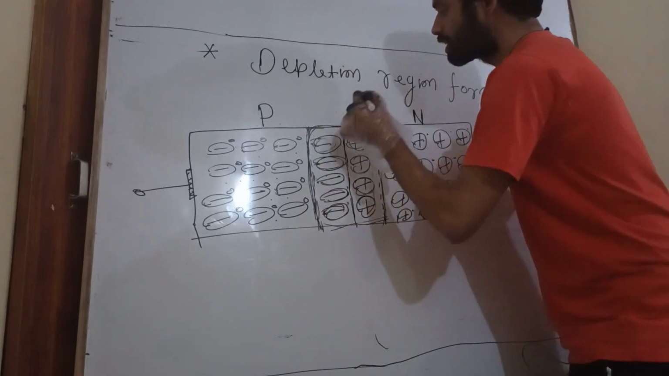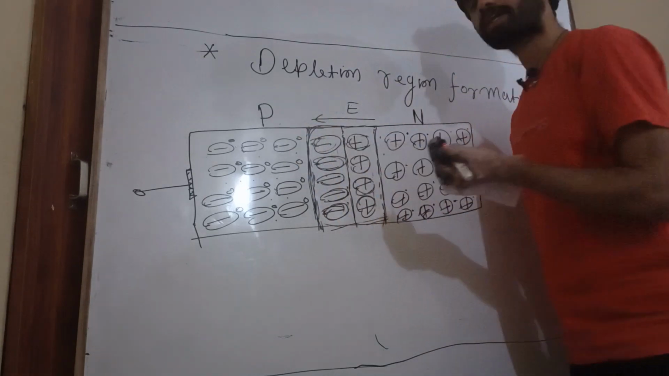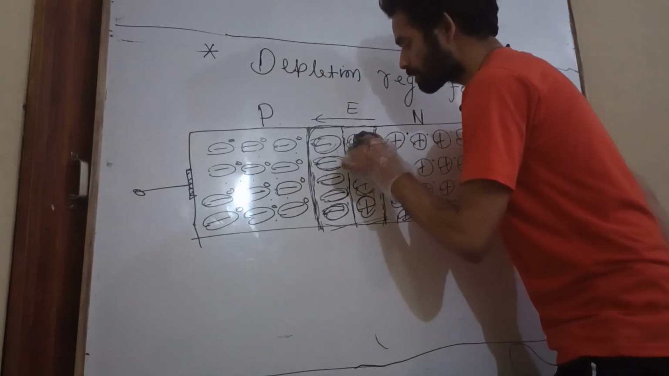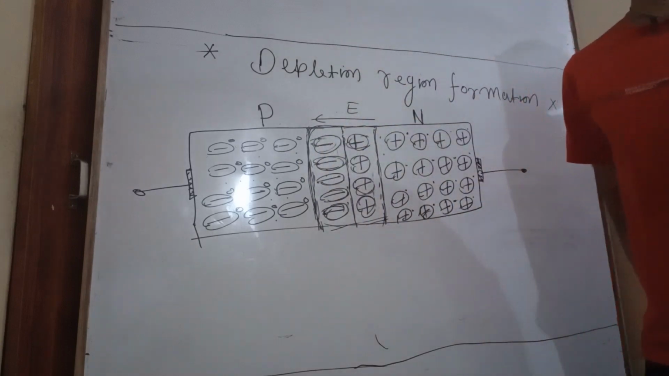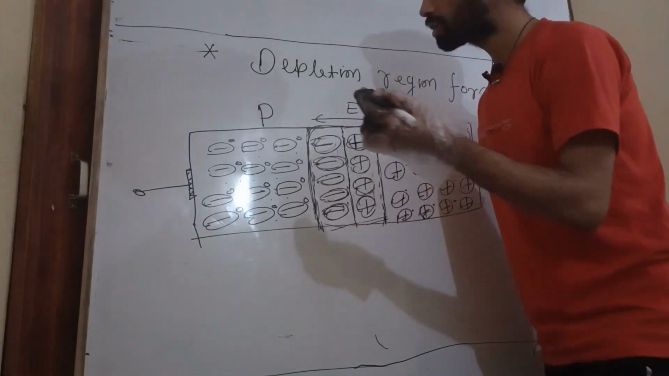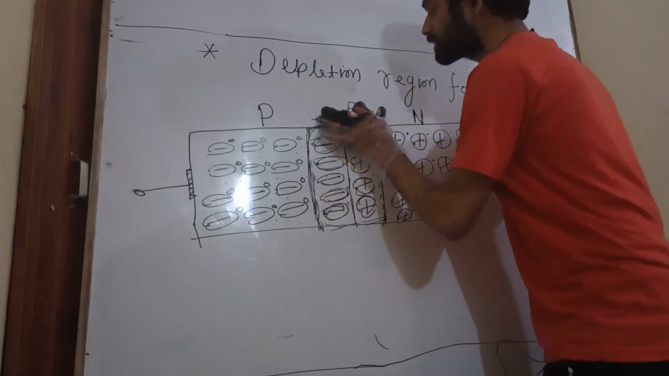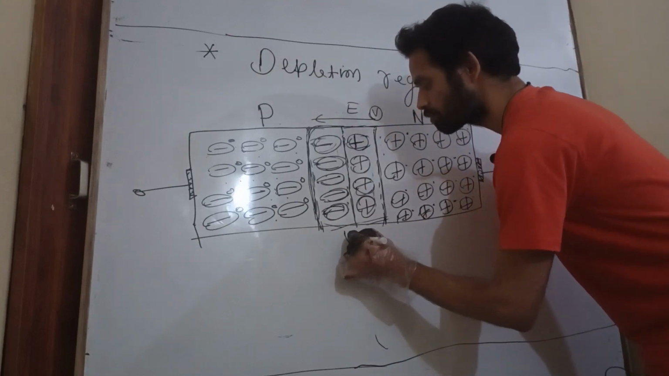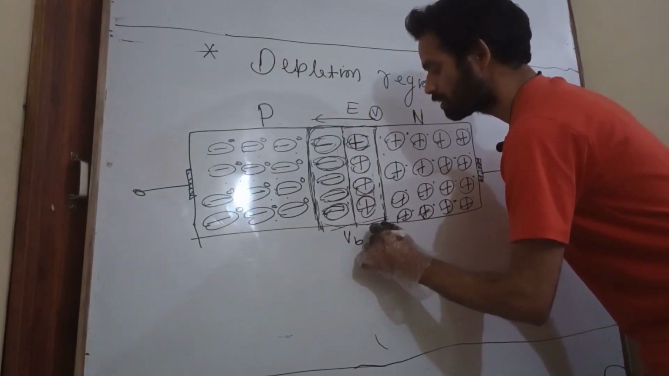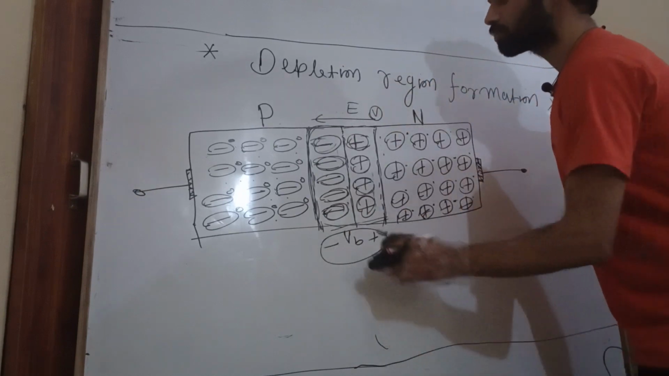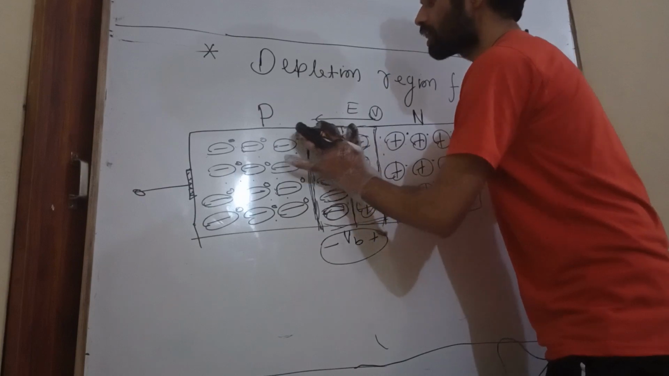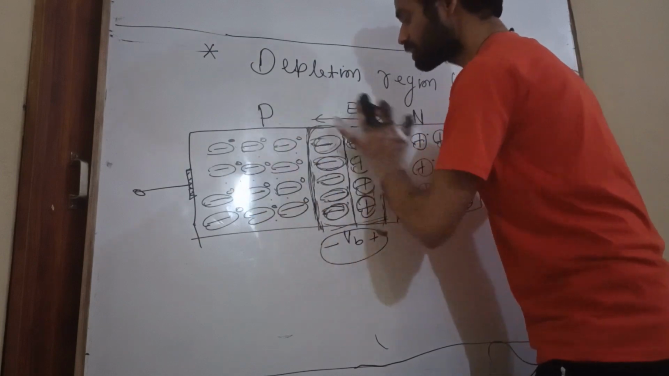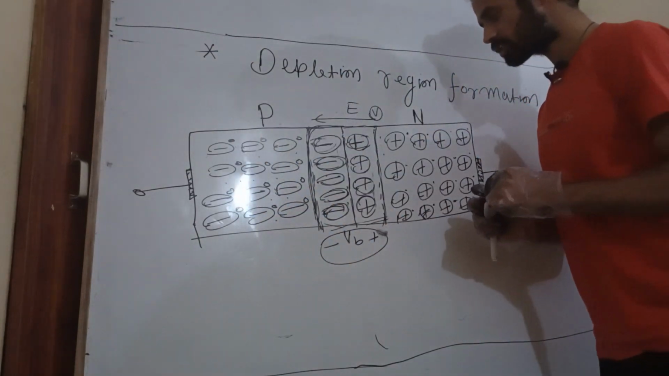Once there is a depletion region, there is an establishment of what? Electric field. Why? Because wherever positive and negative charge is there, electric field is there. Force of attraction is there. Once electric field is there, potential is there, and that potential is nothing but built-in potential. This built-in potential is the threshold that we have to cross in order to make this device conduct.